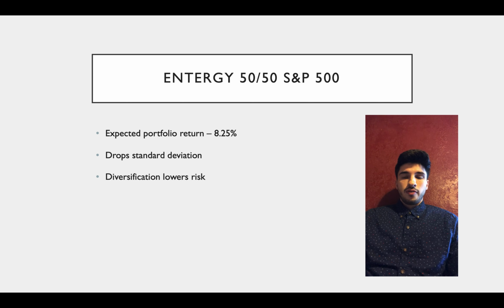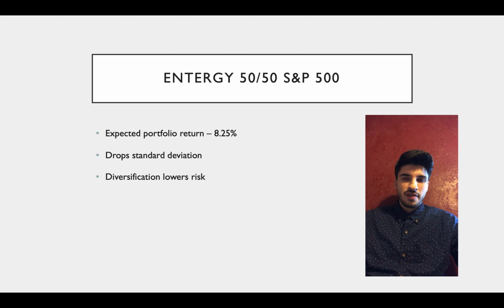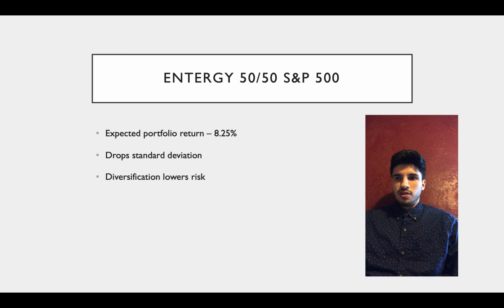Next, I'll talk about a portfolio consisting of 50% Entergy and 50% of the S&P 500. The expected return for this portfolio was 8.25%, which is higher than both the previous portfolios mentioned. The standard deviation dropped from 9% for the S&P 500 specifically to 6% for the whole portfolio, which makes it a lot less risky due to diversification.